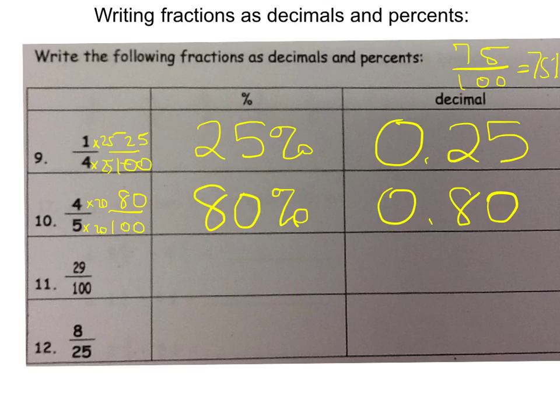For number 11, my fraction is already out of 100. So 29 over 100 is the same as 29%. And as a decimal, that's written like this.